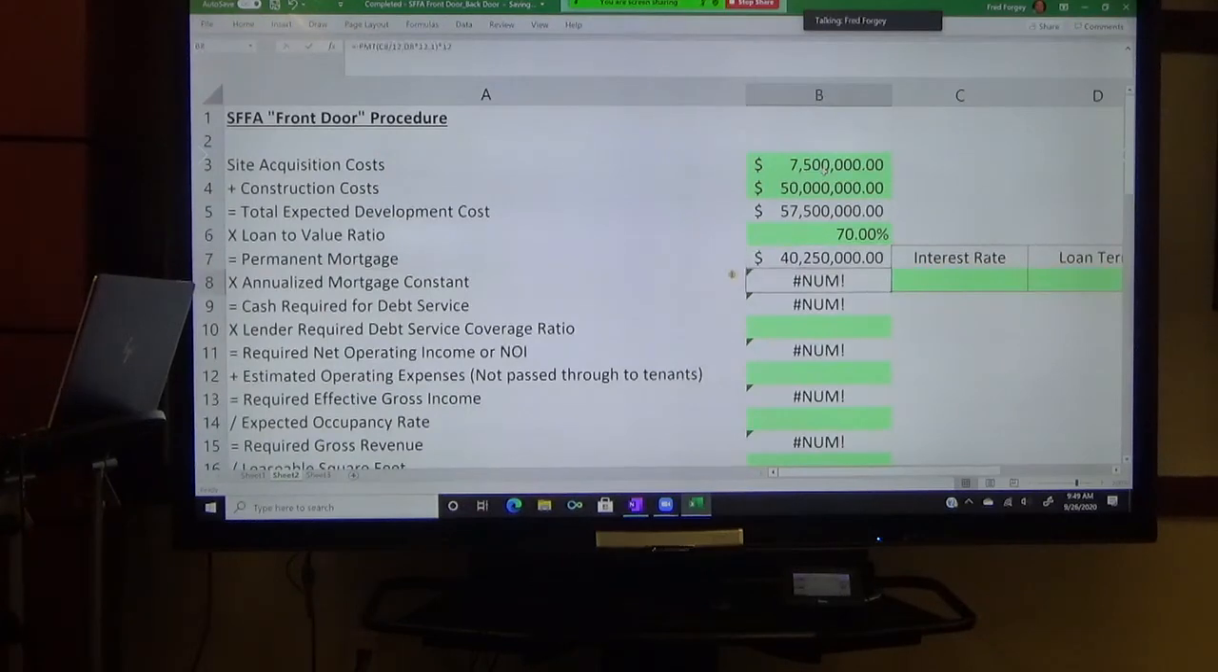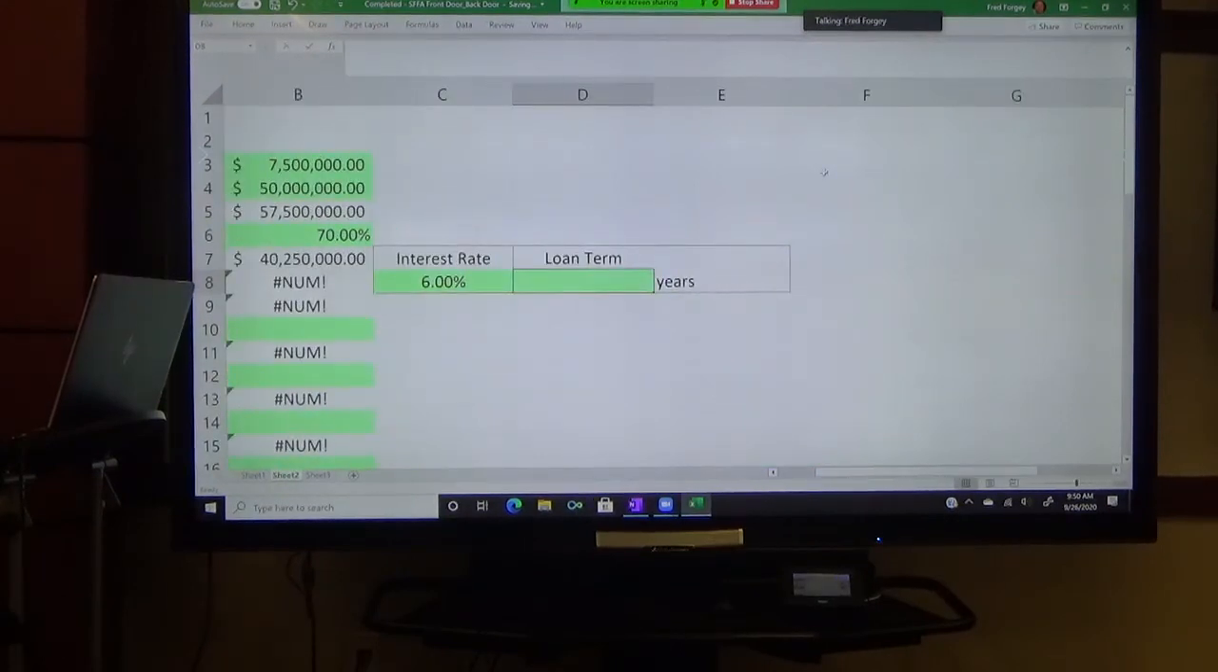Oh, look here. We have our good friend that we thought we had forgotten about, our mortgage constant. Our mortgage constant, if you remember, is driven by our interest rate and our loan term. So, that same lender that gave us the loan to value of 70%, what interest rate are they going to give us? 6%. And how many years? 30, that's probably a bit much. 20. Let's go 20.